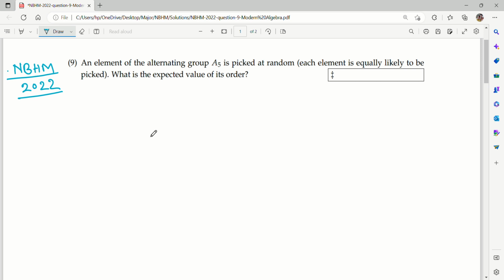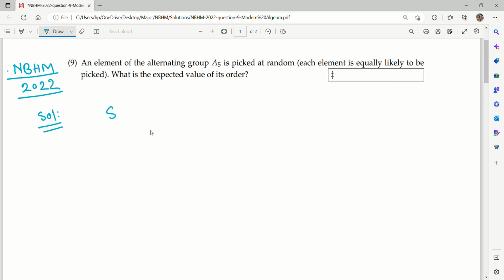So we should know at least two things to answer this question. We should know what A5 is and how to compute the number of elements of a particular conjugacy class in Sn. I will explain both. Let us look at the solution of this problem.